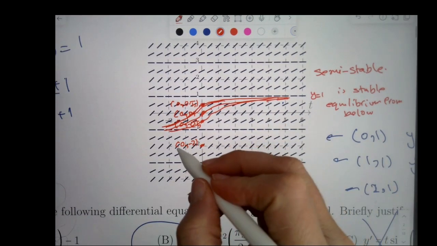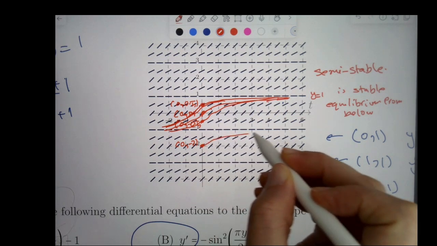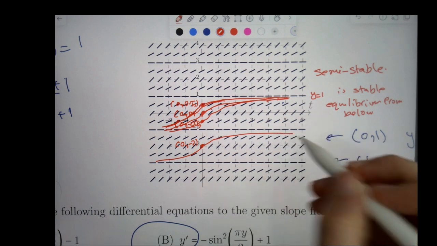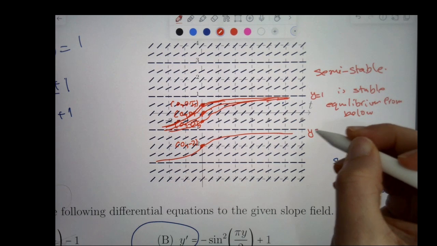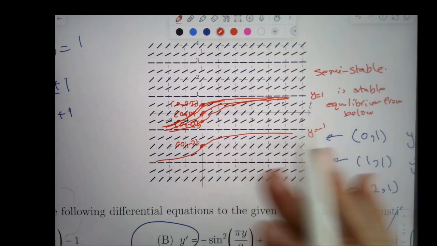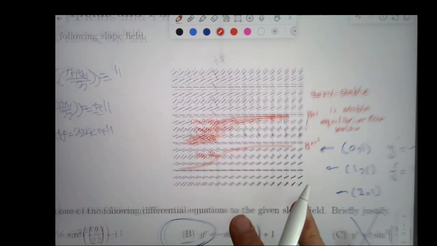And then from 0 and -2, I see I go this way, and down there I go that way. Again, in this case, the values converge to y equal to -1. Again, this equilibrium is semi-stable, stable only from below.